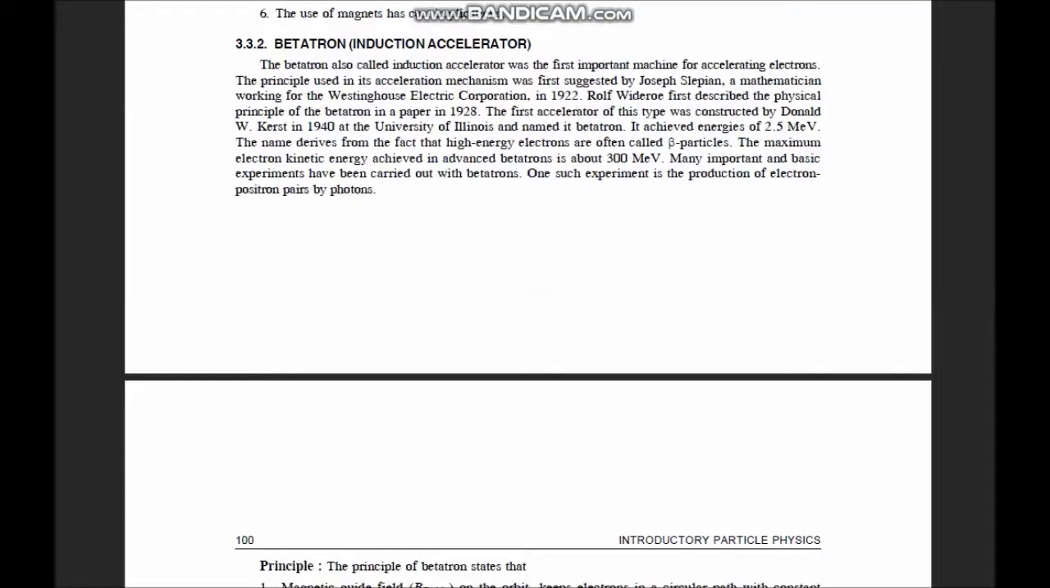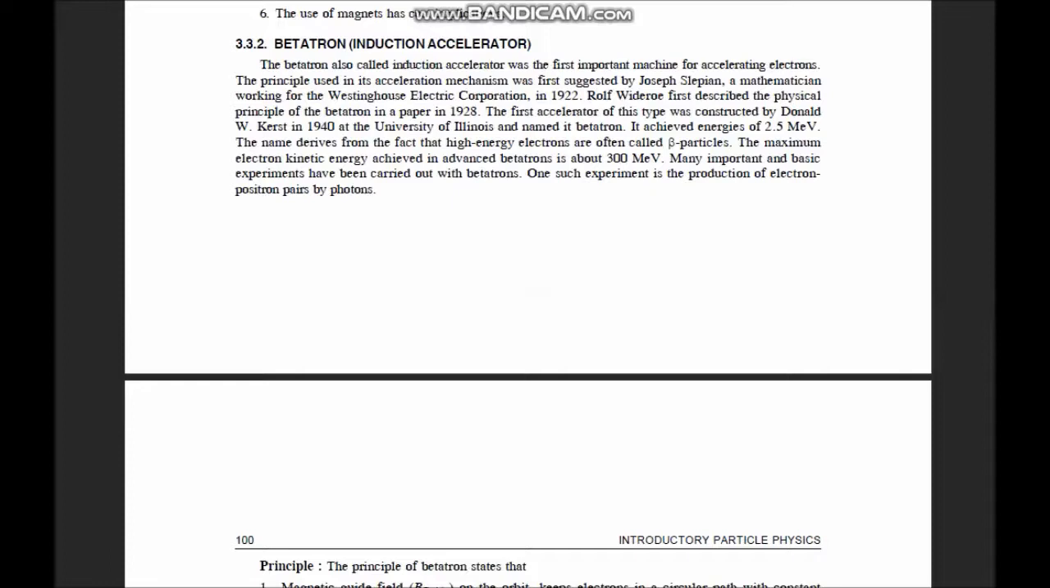Dear students, today we are going to study the next accelerator, that is Betatron. As the name suggests, Betatron is an accelerator which is used to accelerate electrons. Now why the name Betatron? Because when a nucleus decays and alpha, beta or gamma radiation is emitted, the beta radiation particles that are emitted are basically electrons.